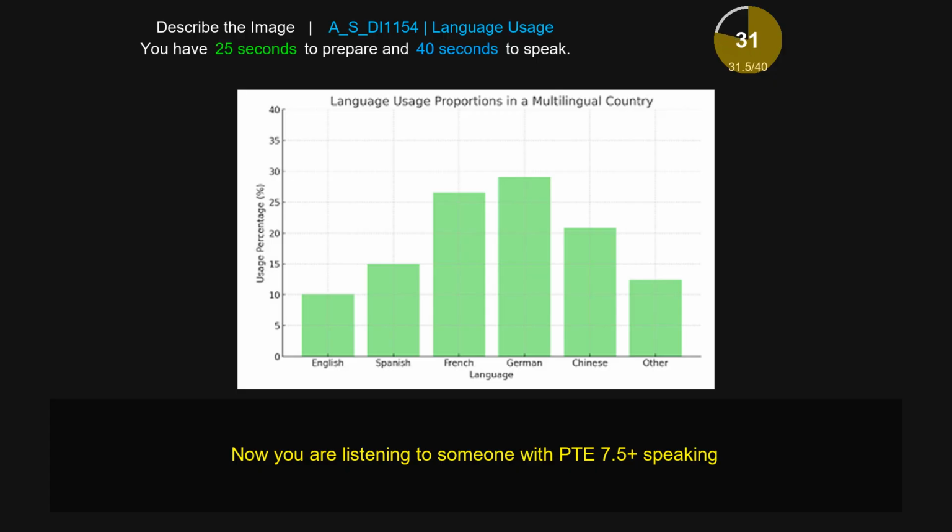The Spanish percentage is 15%, and the second highest percentage is French, which percentage is 26%. To sum up, the given bar chart tells about language usage.